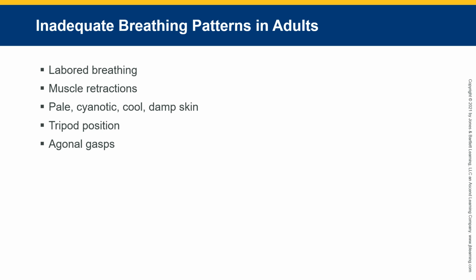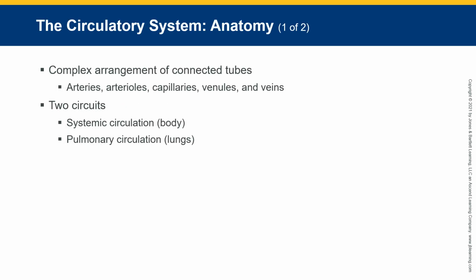Agonal gasps. I'm pretty sure every single one of you here has been around some sort of cardiac arrest. Has anybody not had a cardiac arrest or an overdose? Okay. So in an overdose, the heart's still beating. You get one breath every 5 to 6 seconds. That's your agonal breathing. That's the body's last-ditch effort to get some sort of breath. Alright. Any questions on the respiratory system?